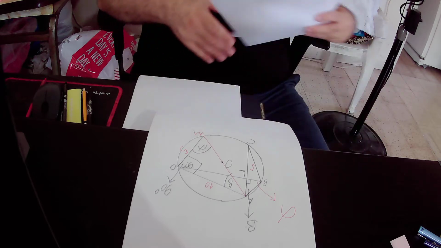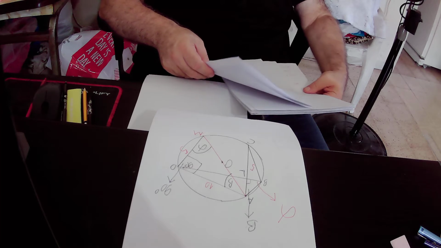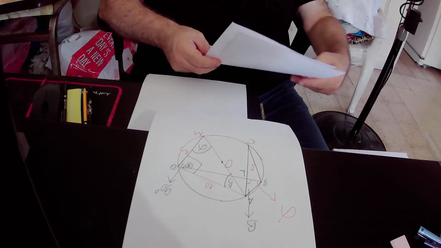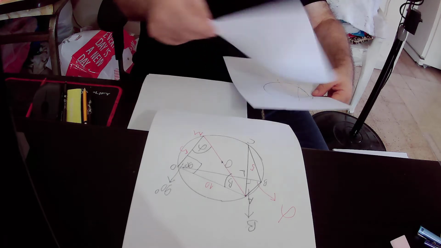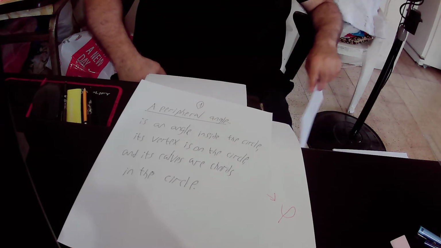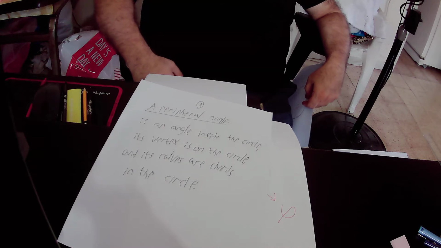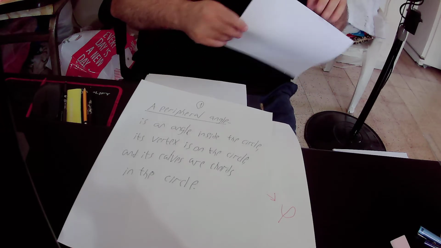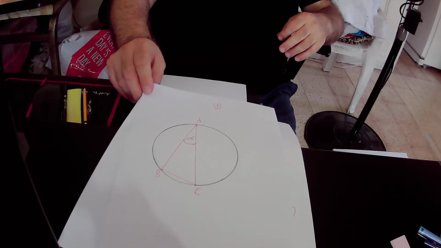First of all, we will define the term peripheral angle. A peripheral angle is an angle inside the circle. Its vertex is on the circle and its arms are chords in the circle. So angle alpha is a peripheral angle.